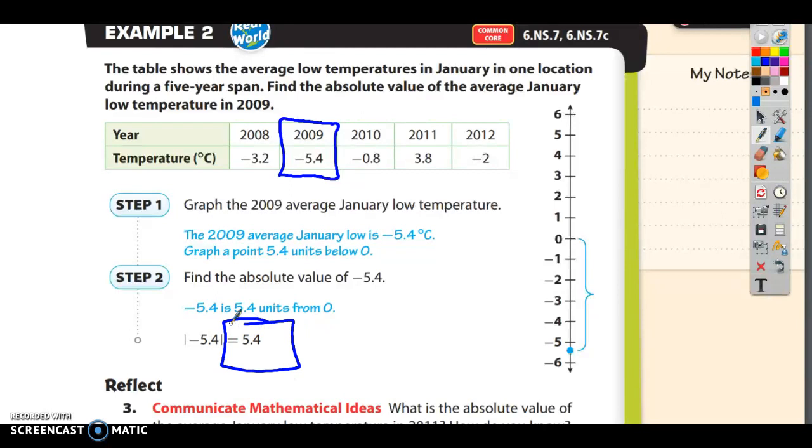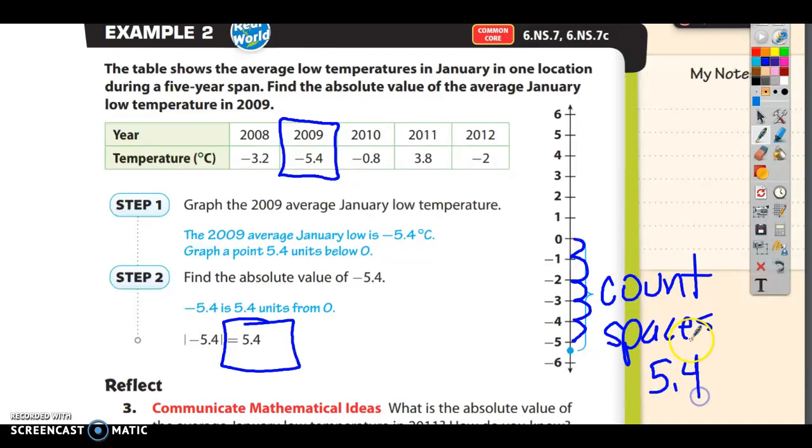What you do to figure out an absolute value is you start at 0 and you count. Count spaces from 0. So to get down to that negative, you're going to count 1, 2, 3, 4, 5, and then we know this one's 0.4. So the distance from 0 that negative 5.4 is, it is 5.4 spaces. And 5.4 spaces is a positive term. So I want you to notice that this is a positive number.